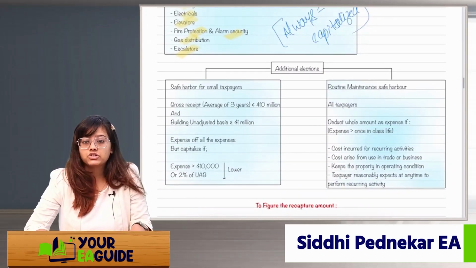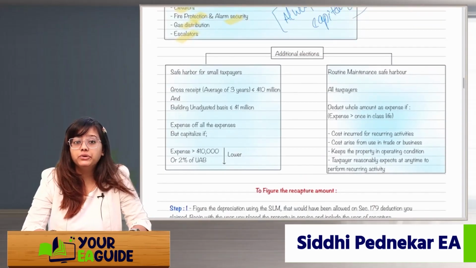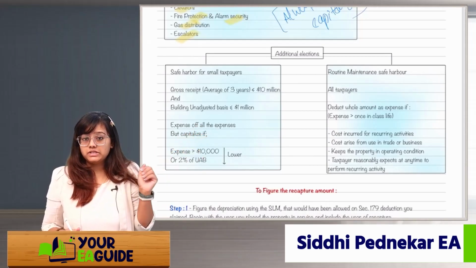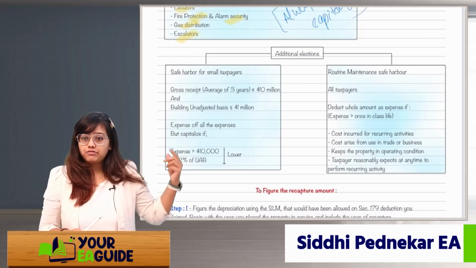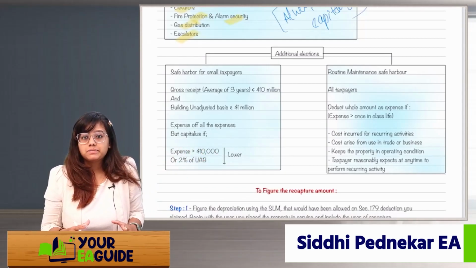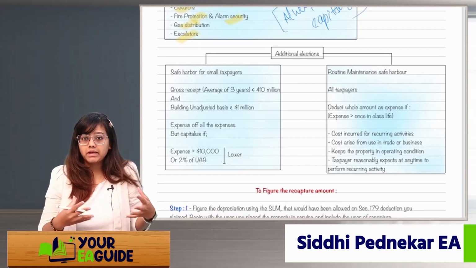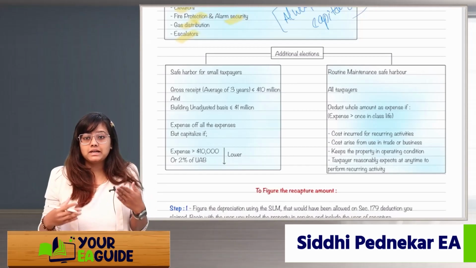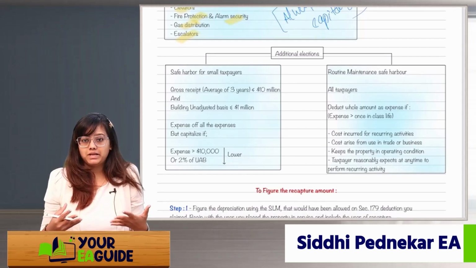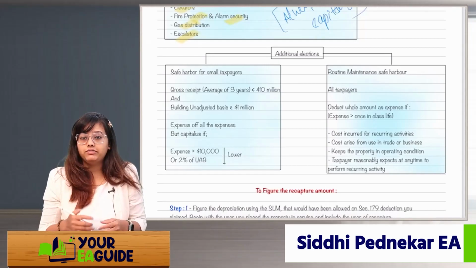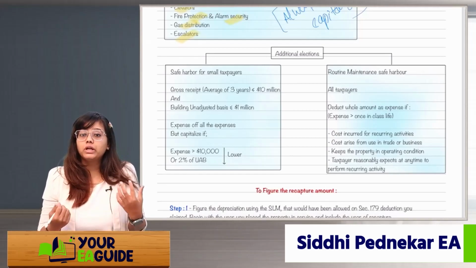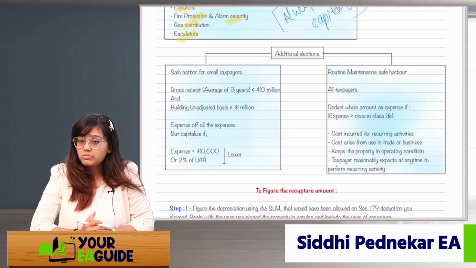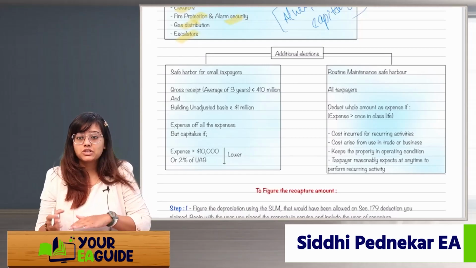Next is additional elections. What are the additional elections you can make? Safe harbor for small taxpayers and routine maintenance safe harbor. First I'll talk about routine maintenance. Normally, if a taxpayer is doing some routine maintenance on their machinery, equipment or factory, and those repairs are necessary, then deduct the whole amount as an expense. Even if it's over and above $2,500, you don't have to capitalize it, because that is routine maintenance that comes on a day-to-day basis and is required. That amount will not be capitalized; we will just expense it off.